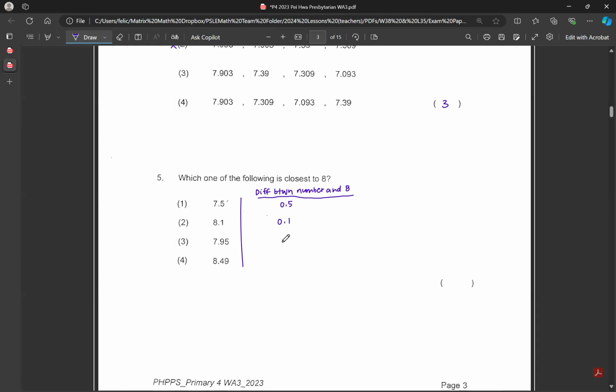7.95 and 8, the difference is actually 0.05. Okay, I shall not do the working, but if you do the working, this is what you should get. 8.498, this will be 0.49 difference. So can you all see which one is the smallest difference?